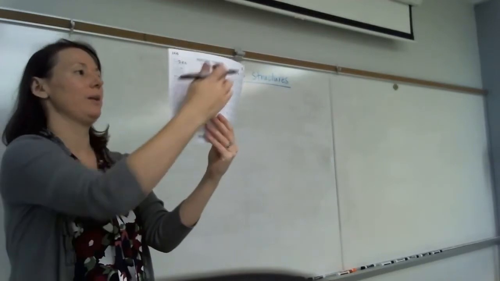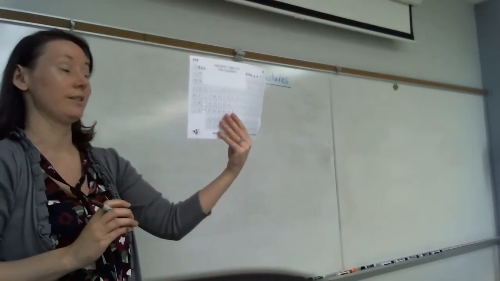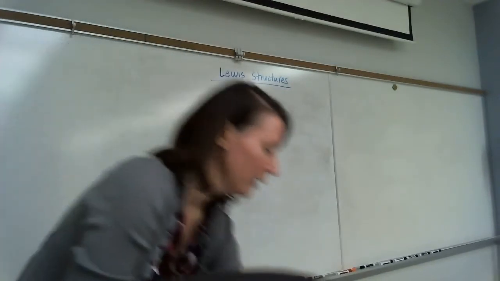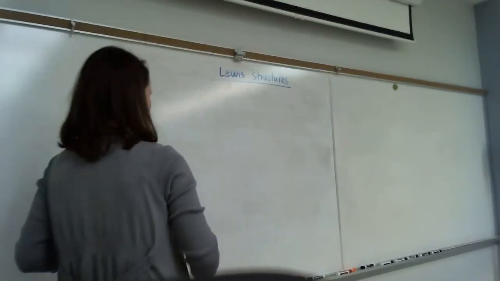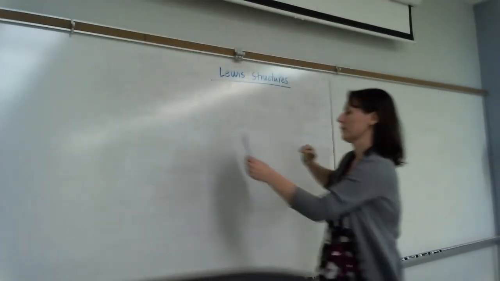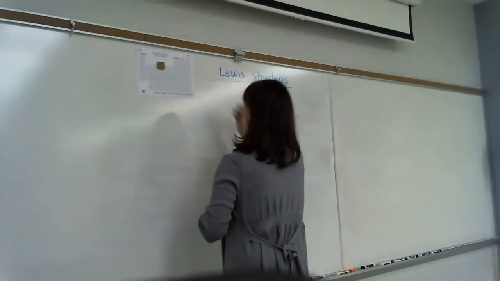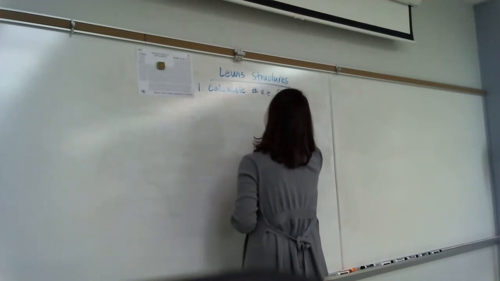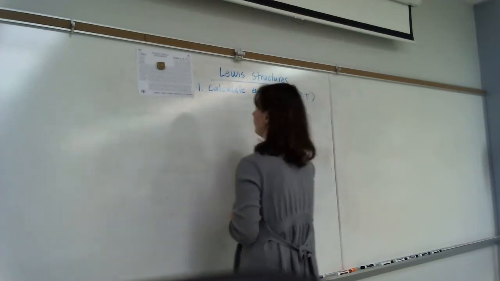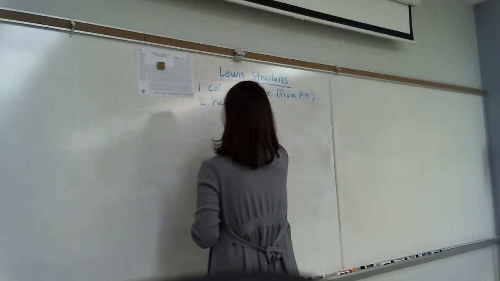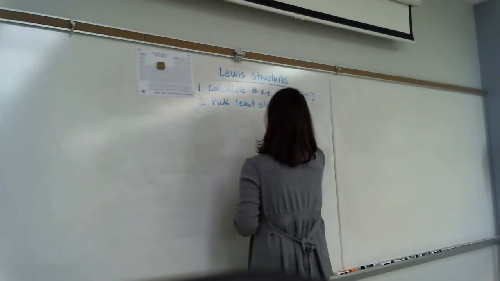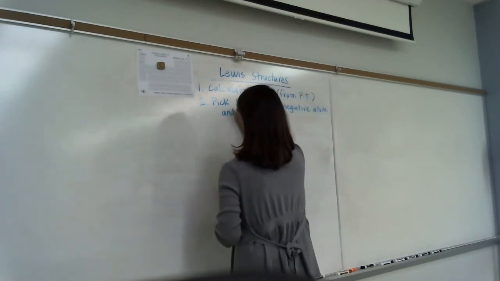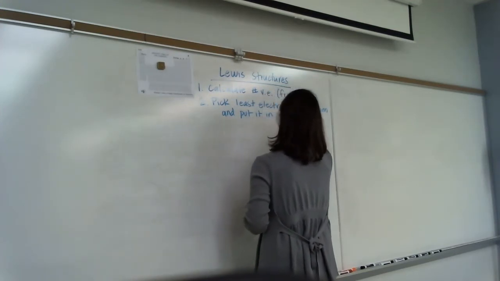Okay, so that's something you'll just have to commit to memory, because the periodic table I give you on the test is just going to look exactly like this. It's just going to be blank. So you need to know the number of valence electrons before you can do any Lewis structure calculations. So first thing, step 1, calculate the number of valence electrons, and that's from the periodic table. All right, step 2, you're going to pick the least electronegative atom and put it in the middle.